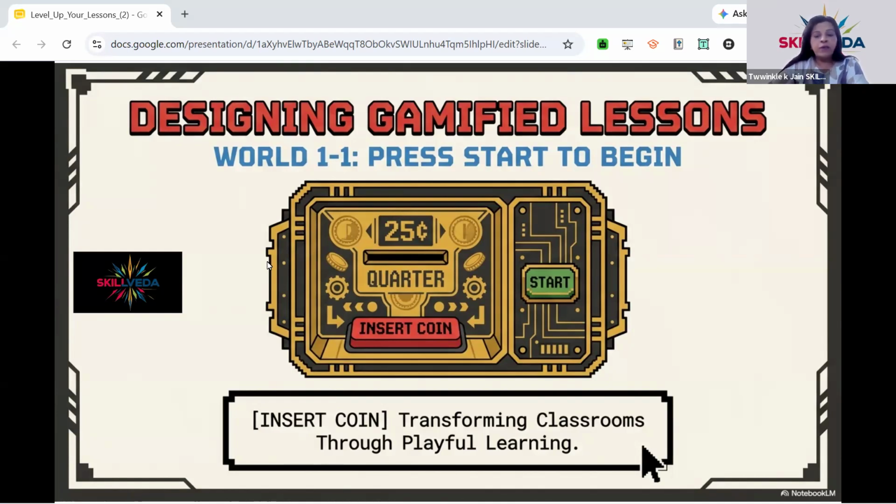In today's session, we will explore easy ways to turn any lesson into a fun game. You will learn simple tricks, ready-made templates, and free apps to make students excited to learn.